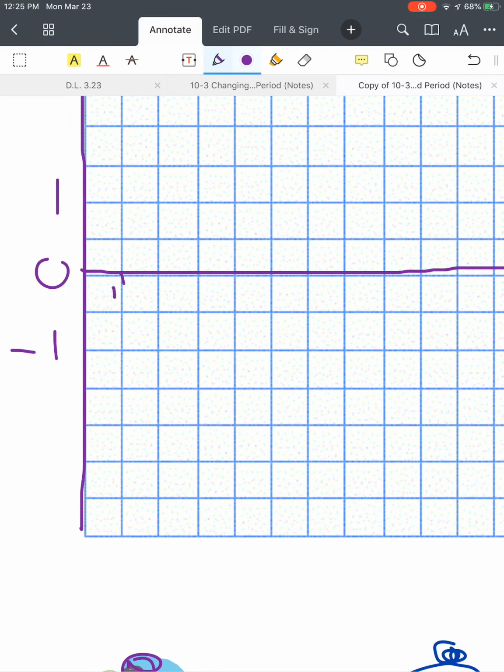So I'm going to label 1 pi over 8. Then I'm going to label 2 pi over 8. I can either leave it as 2 pi over 8 or 2 pi over 8 is pi over 4. 3 pi over 8. 4 pi over 8. 4 pi over 8 is pi over 2. 5 pi over 8. 6 pi over 8. 6 pi over 8 is 3 pi over 4. 7 pi over 8. And then 8 pi over 8. 8 pi over 8 is just pi.